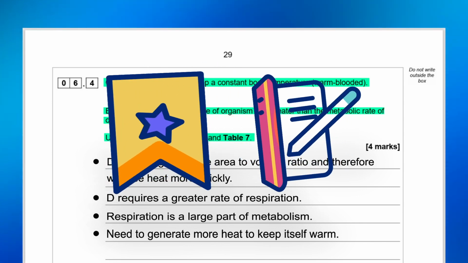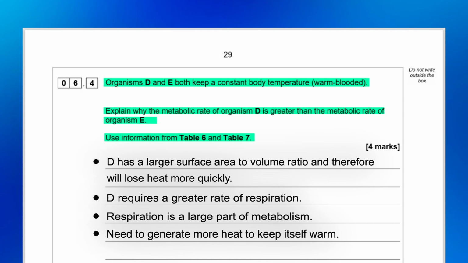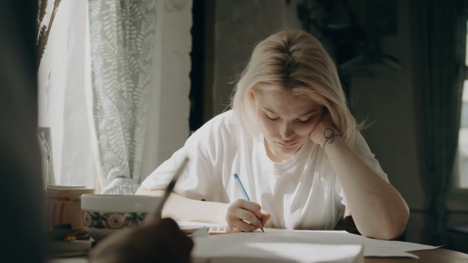And I would make sure to save this video or make a note of this question specifically, because this could easily come up in a rephrased version.